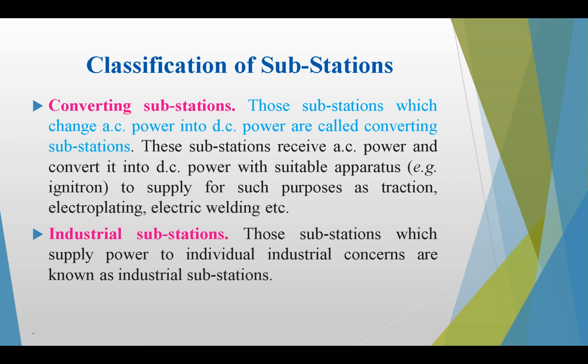Another one is the industrial substation. For industry, we usually have a separate substation. It controls the power or the frequency changing or the power factor correction for the specific industry. So those substations which supply power to an individual industry concern are called industrial substations. So these are the classification of substations according to the services, meaning different types of services like frequency changing, power changing, or power factor correction.